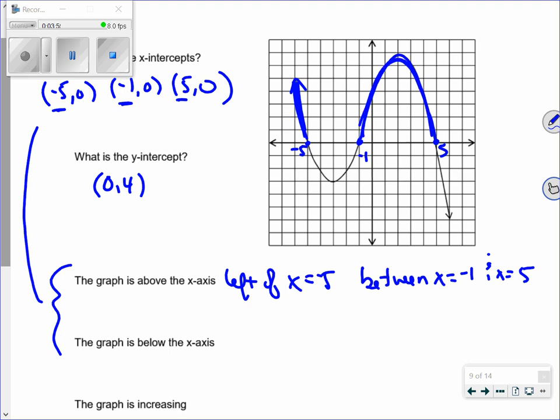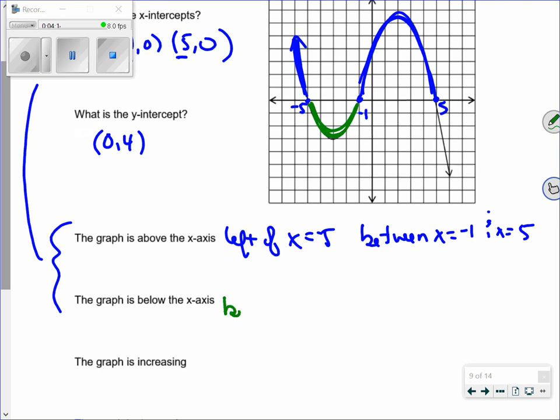Okay? I'll switch over to green this time for below. So the first below section is here. Can you see how that's between 2 things? It does not have an arrow on either end of it. So this first below section is going to be between x equals -5 and x equals -1. Then we'll skip over to this last little section, which has an arrow on it. So that's all the way over to the left of x equals 5. Okay?